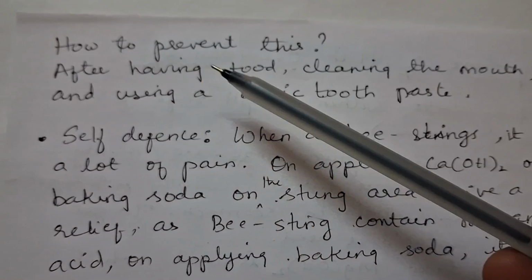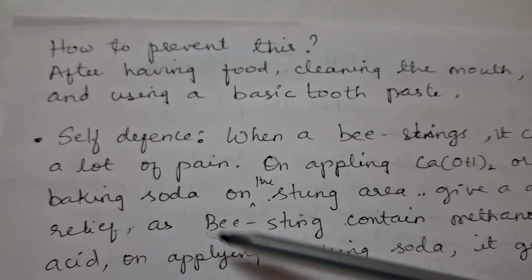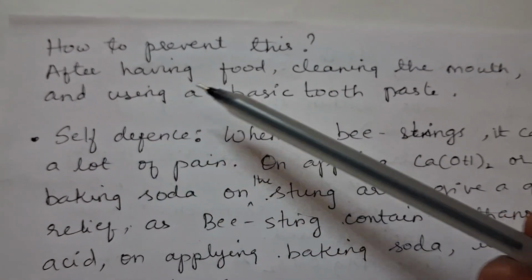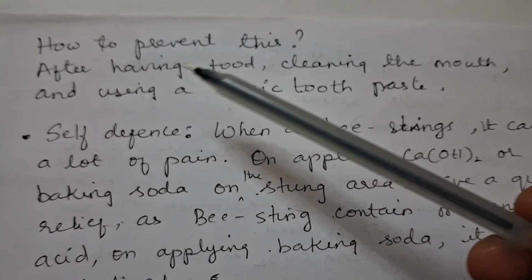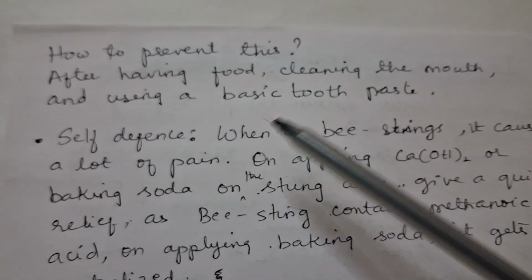Now how can we prevent this tooth decay? After having food, we have to clean the mouth, that is, gargle and spit out the water, and use a basic toothpaste. Since the acidity is more, you have to use a basic toothpaste to neutralize it.